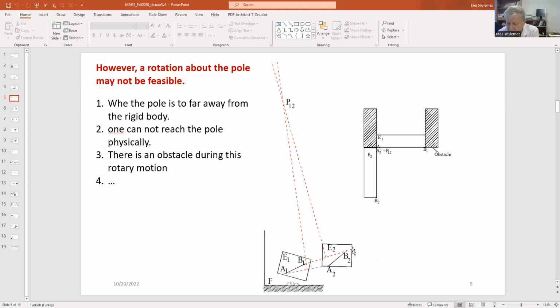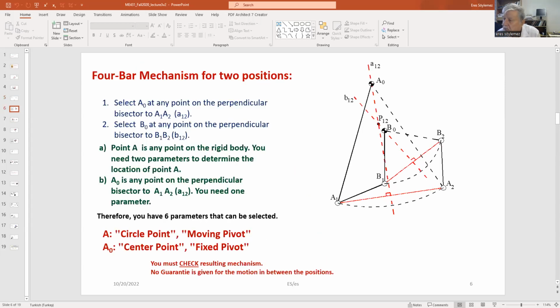Let me repeat. If you have a motion requirement, the simplest mechanism you can design is pure rotation. If you can perform your motion requirement by a pure rotation, please don't look for anything else. If not, now I have to search for a new solution.